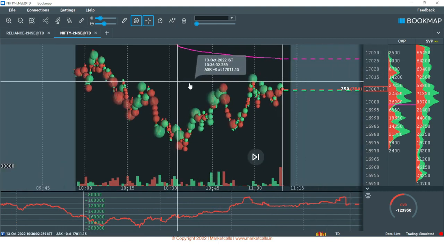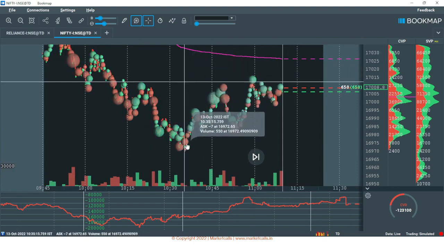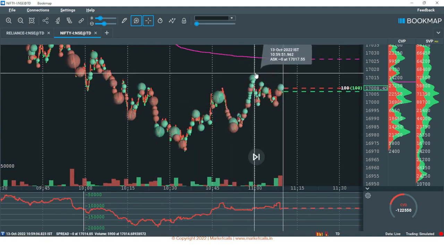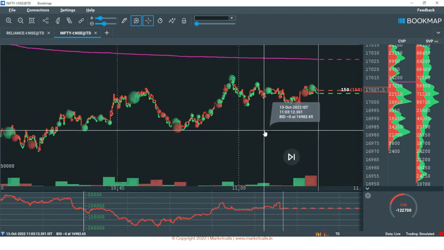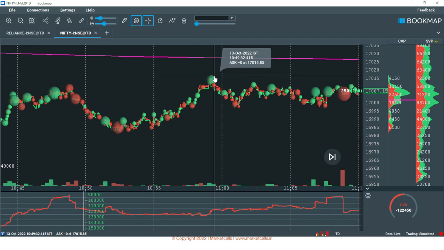Now, if you see only this picture from 10:30 to 11:15, you could see that buyers are the ones who are more in control. There are many places where buyers went very aggressive. Look at this place, this zone. The buyers very well dominated over here.